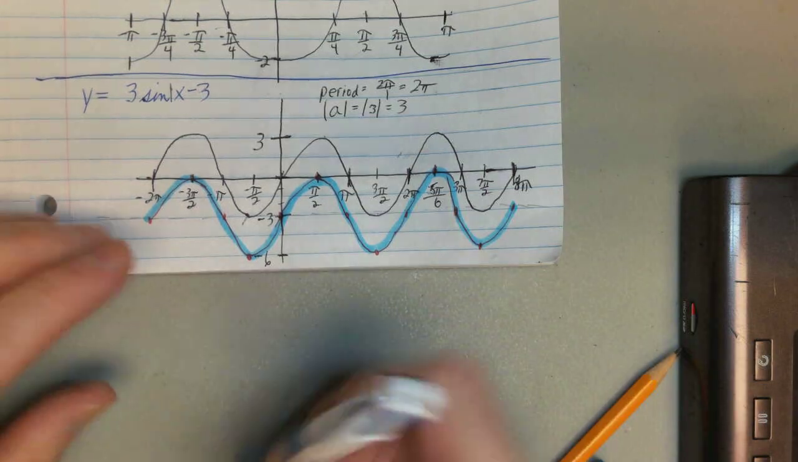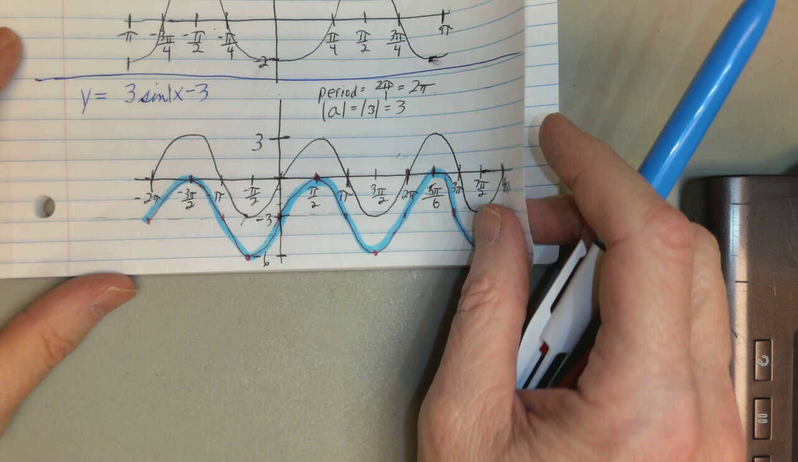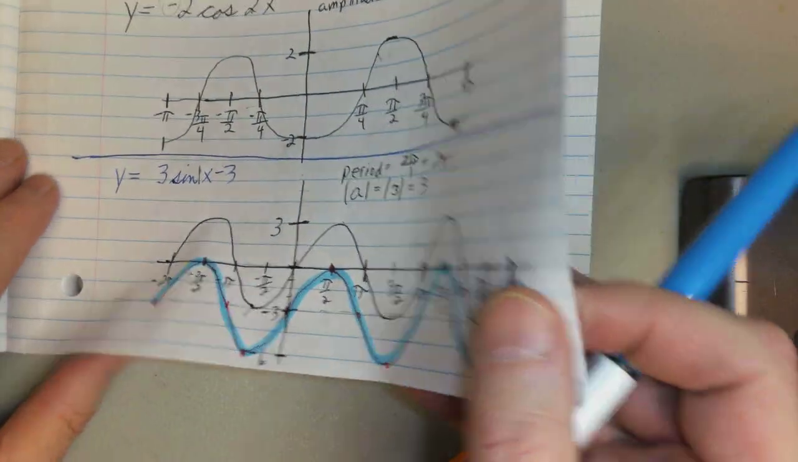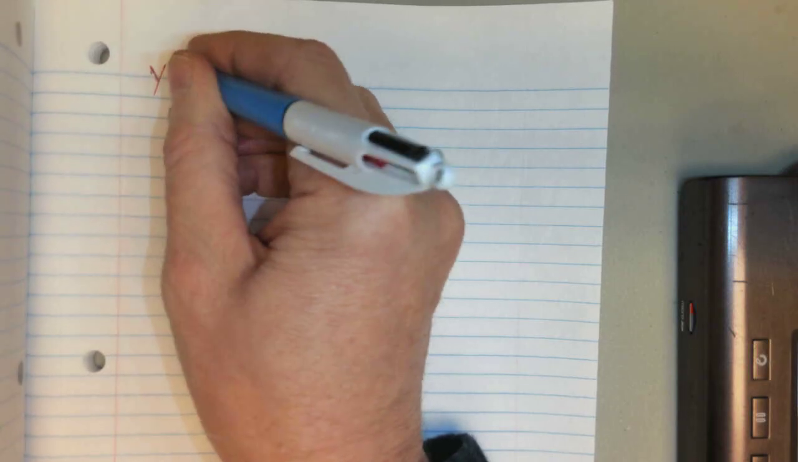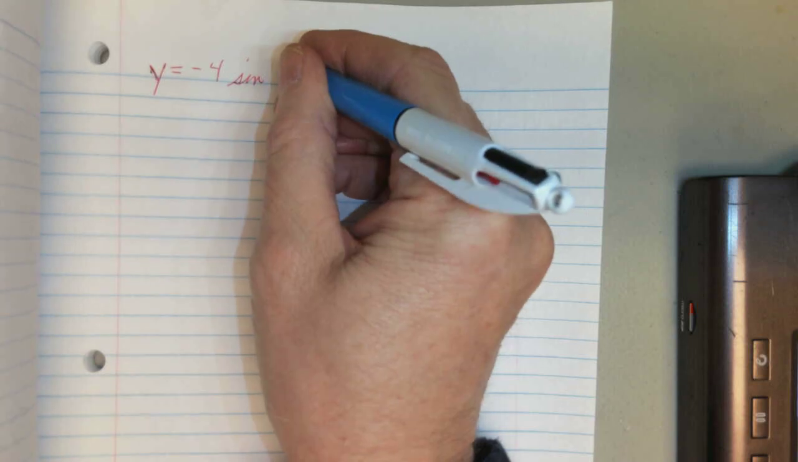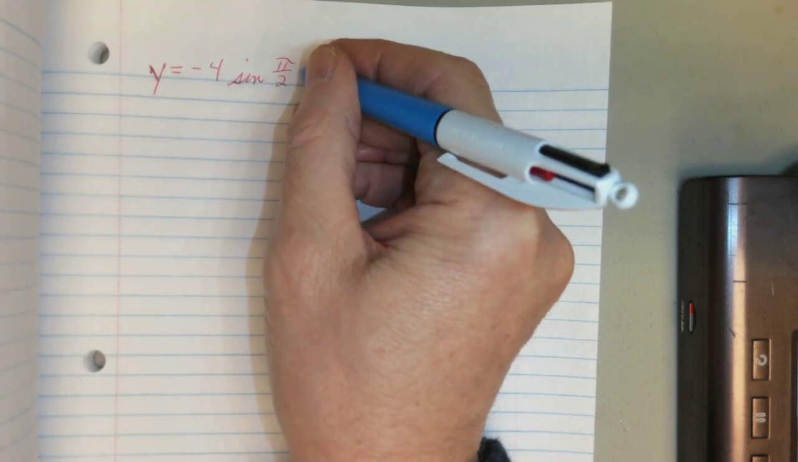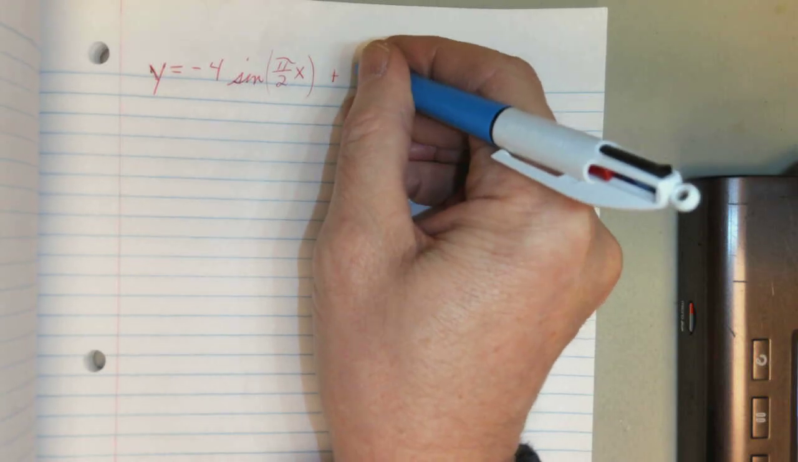All right, so you got to figure out the period, figure out the amplitude after you've drawn your sketch, and figure out if you needed to flip it or not. Let's do one more, and we'll go with a hard one now: y equals negative 4 sine of (pi over 2 x), put that in parentheses, plus 1.